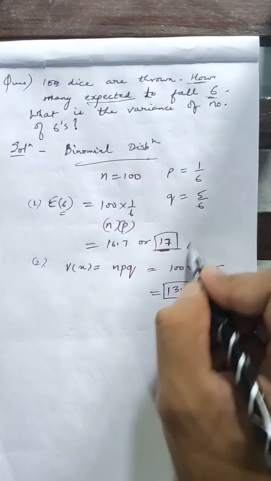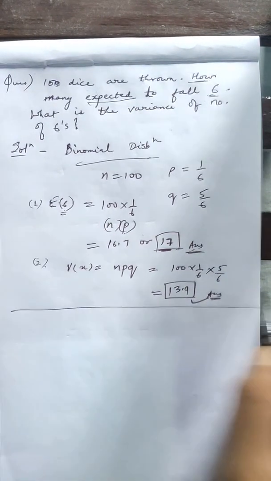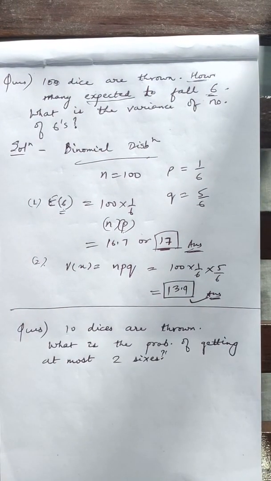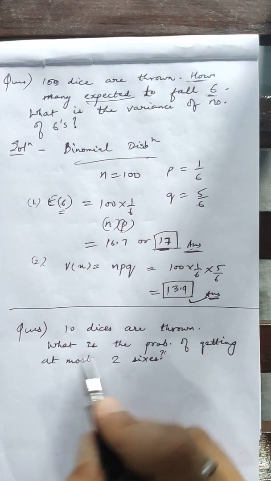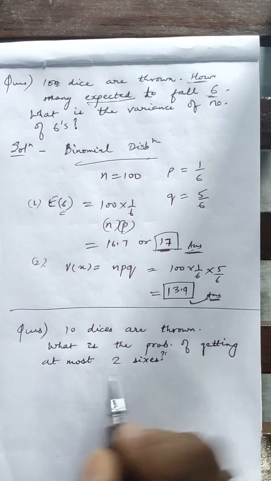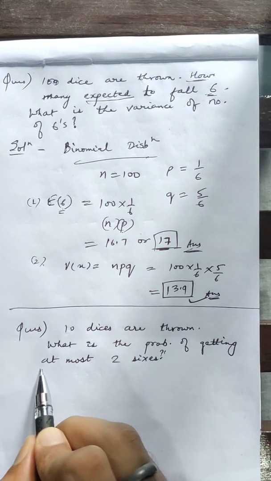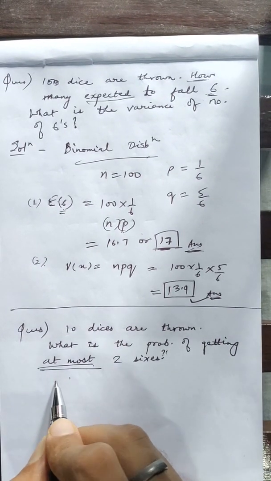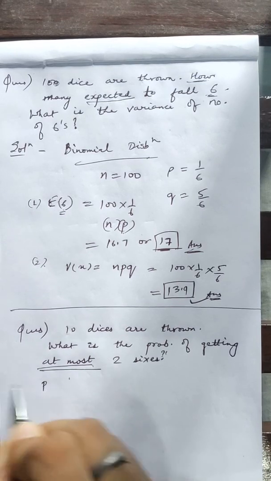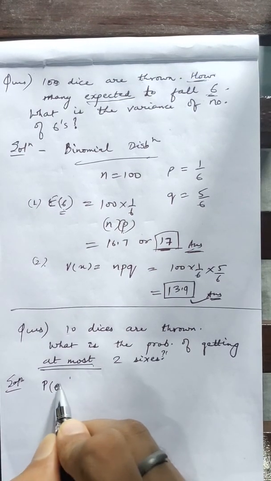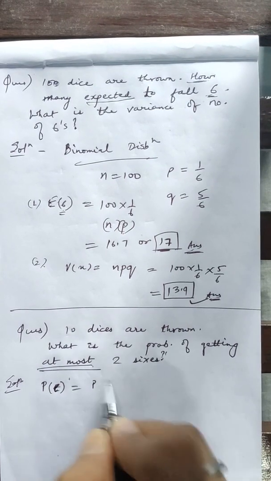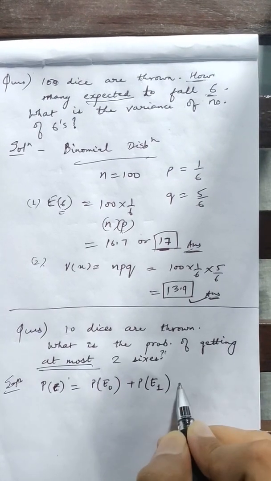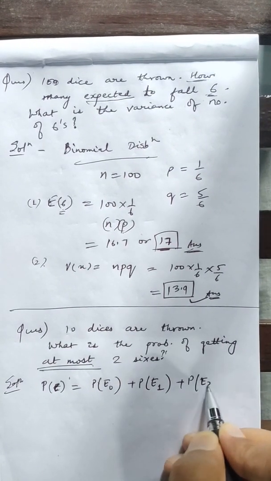So I think you have understood it very nicely. Let's talk about the next question in binomial distribution. Very simple question in front of us: 10 dice are thrown, right? And what is the probability of getting at most 2 6s? As I've already discussed, what we have to focus on is at most. At most means ज़्यादा से ज़्यादा 2 6 होना चाहिए. So the probability of this event is equal to the probability of 0 6s plus the probability of 1 6 plus the probability of 2 6s.